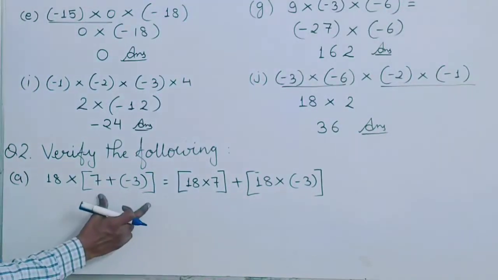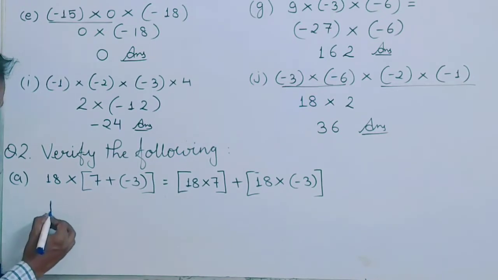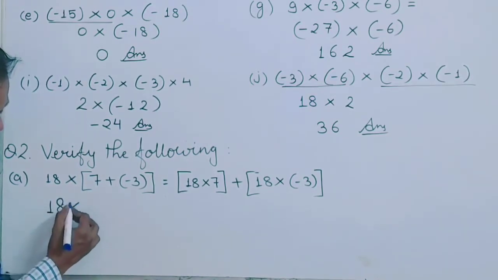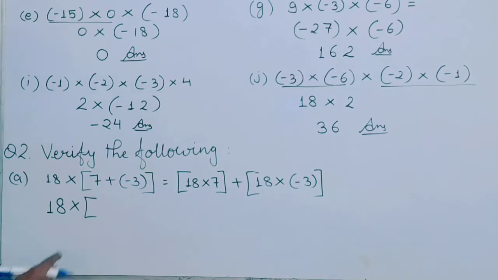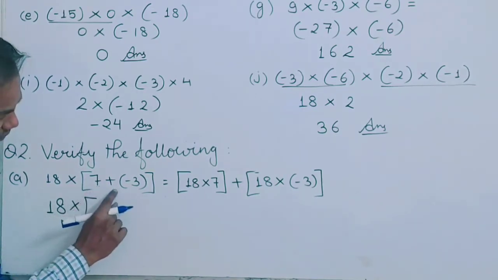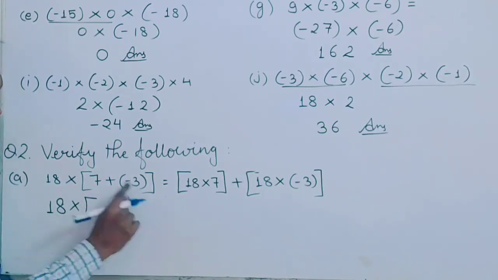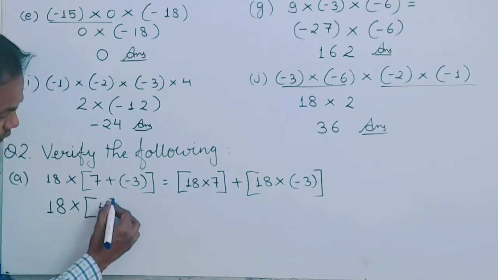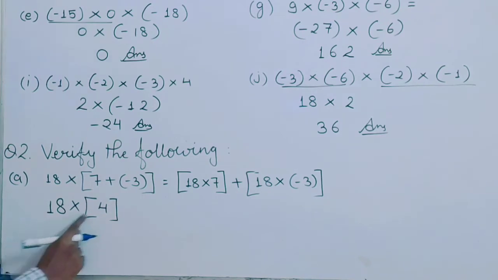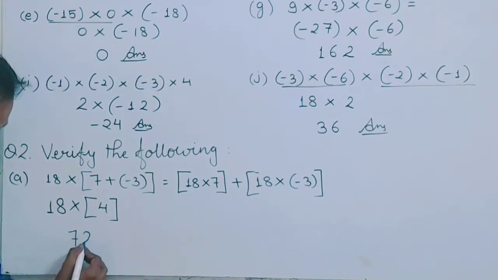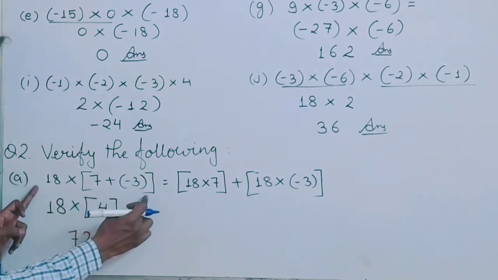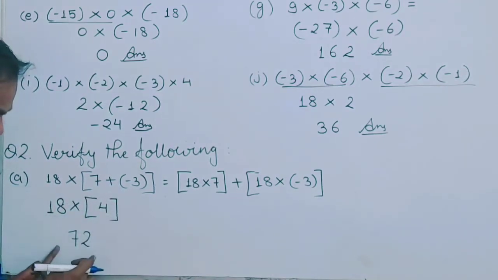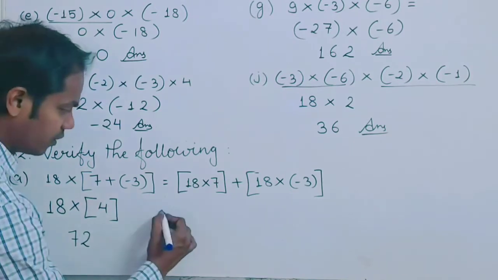So first we will solve this left hand side. 18 multiplied by, first solve this bracket. 7 plus minus 3. So 7 minus 3 is equal to 4. Okay, and 18 4s are 72. So when you solve your left hand side, you got 72.